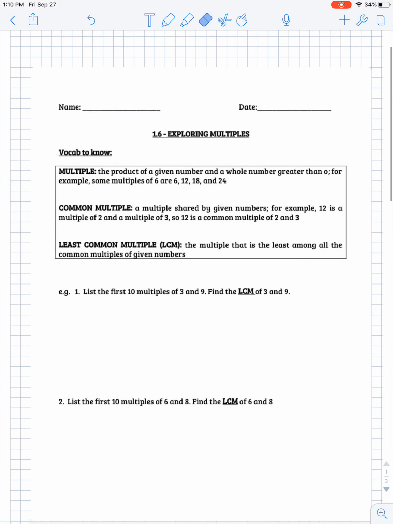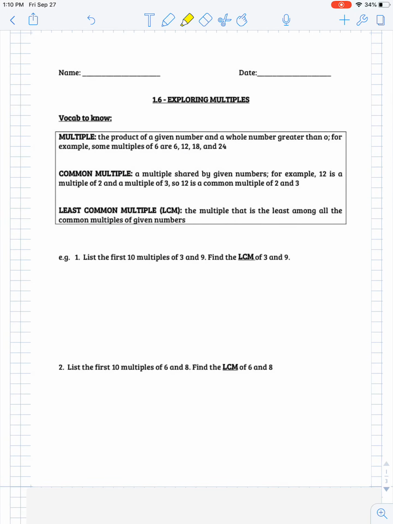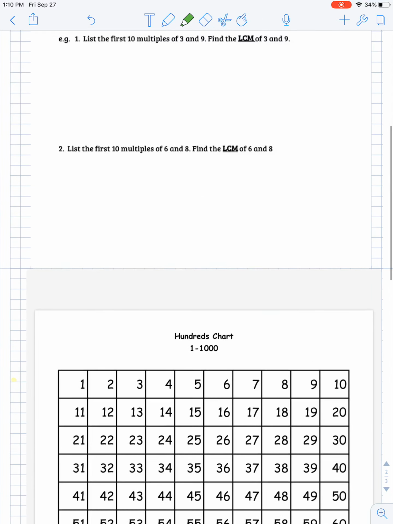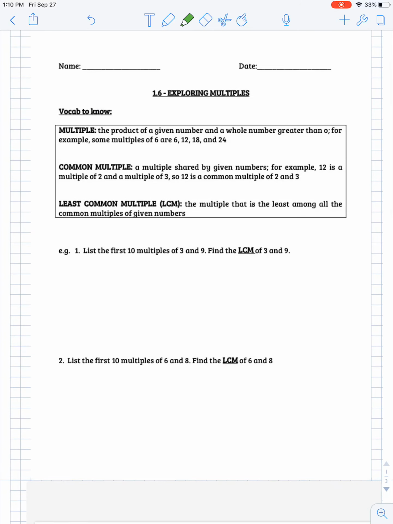Recording now, this is lesson 1.6 on exploring multiples. Before watching the recording, please make sure you have the 1.6 exploring multiples sheet in front of you, along with the hundreds chart that looks like this. You should have a pencil and a few different colored highlighters or pencil crayons on hand too. If you need to pause the recording to get those items, please do that now.